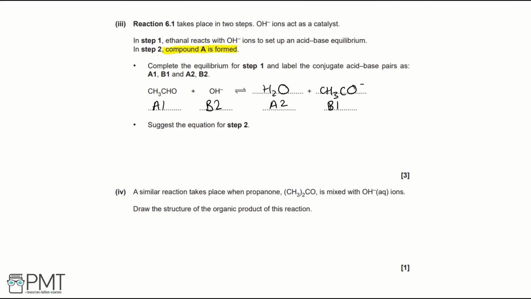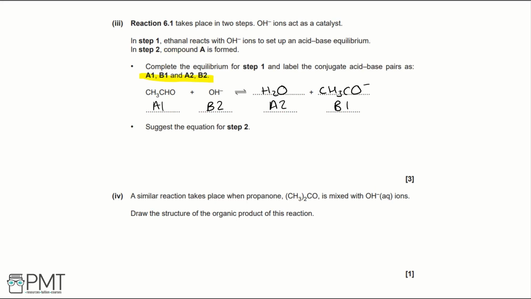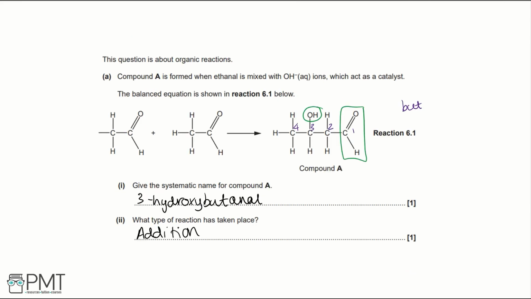Now we need to suggest an equation for step 2. So we're told that step 2 is where compound A is formed. So if we refer back to part A, we can see the balanced equation 6.1, which shows compound A being produced. If we label the reactants in this reaction, we have CH2CHO minus, CH3CHO and compound A, which would produce OH- ions as well, so we need to add H2O as one of our reactants.